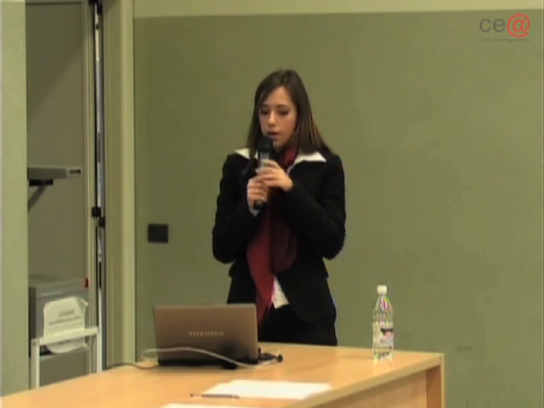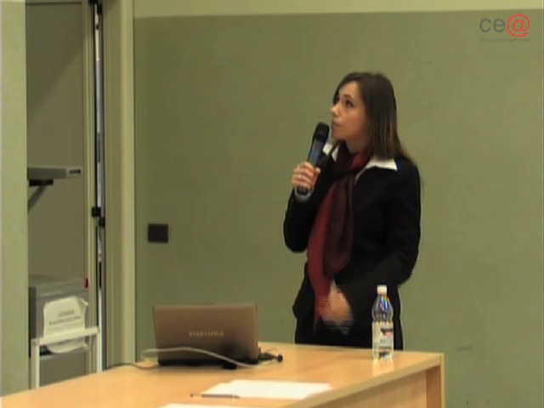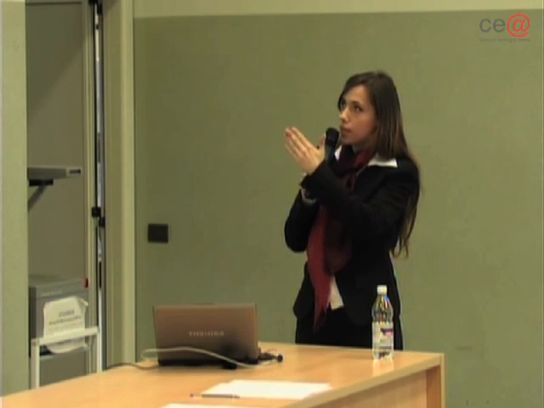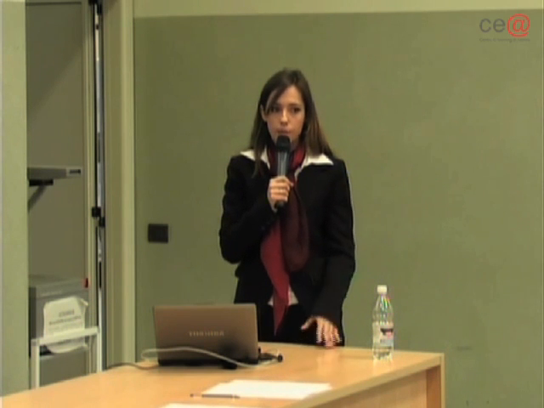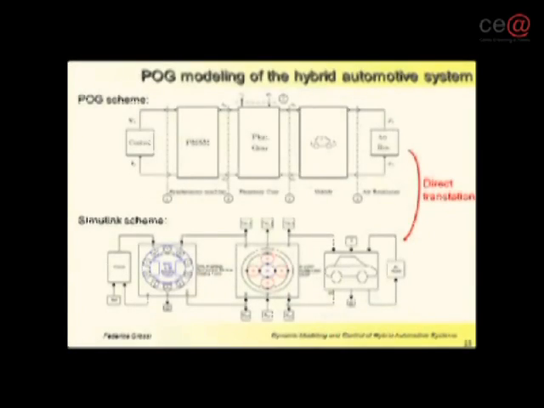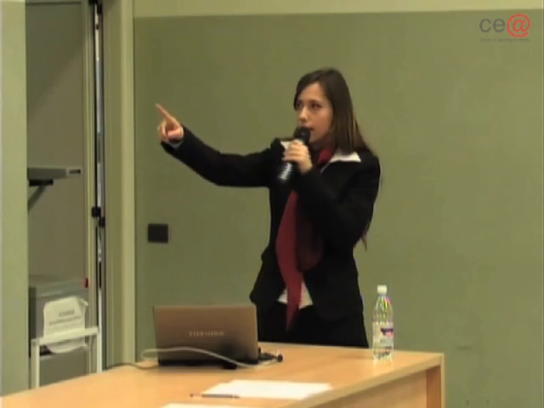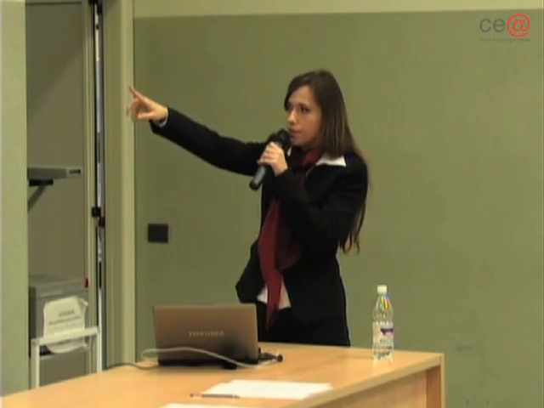The POG model of the whole hybrid automotive system is shown here. Remember that between the power sections, you can put all the POG schemes presented so far. That is to say, we use the modular approach, thanks to which we are able to compose the whole model. Then there's the direct translation into a Simulink scheme that you can see here. For example, for the electrical motor and the planetary gear, you see the masked blocks coming from the library we made. In this case, we use the reduced elastic model of the planetary gear. And on the right, there's the simplified model of the vehicle.